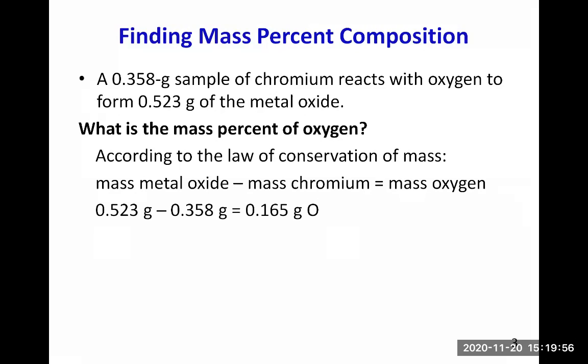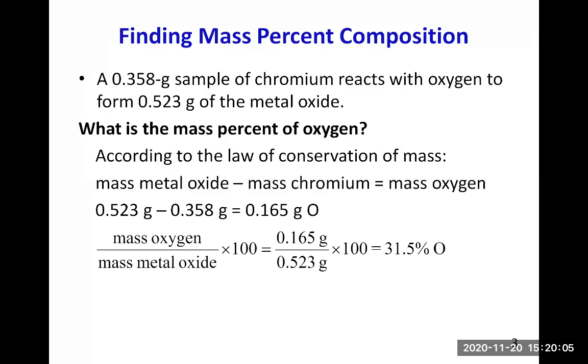So that's the mass of oxygen in the sample. And now we can calculate the mass percent of oxygen by doing the mass of the oxygen in the sample over the mass of the metal oxide, the compound, times 100. So it's 0.165 grams of oxygen over 0.523 grams of the compound times 100. When you do this in your calculator, it's 0.165 divided by 0.523 times 100. So don't forget to multiply by 100. Sometimes people forget that it's a percentage and that you need to multiply by 100.